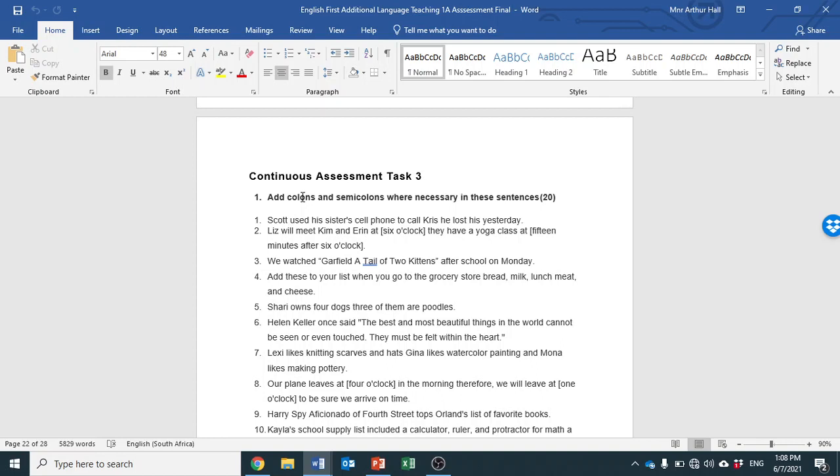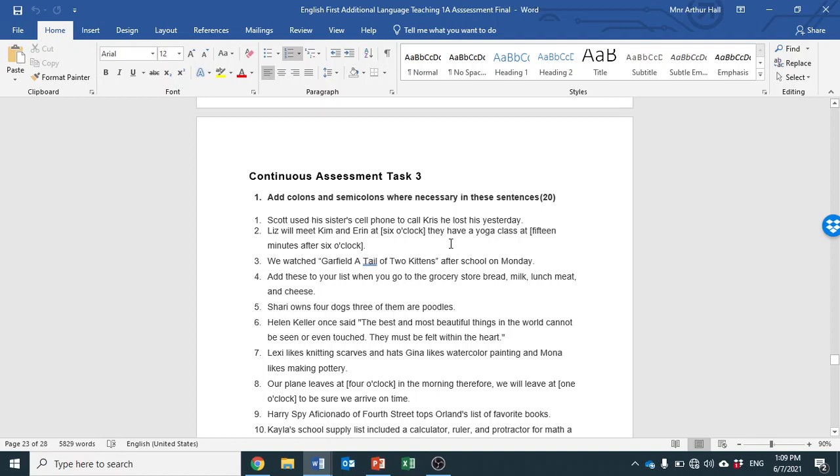Scott used his sister's cell phone. So Scott is your subject, used is the verb. What did he use? His sister's cell phone, there's the object. So that is one complete sentence. And he used the cell phone to call Chris. That's one complete sentence. So if you really had to, you can add a full stop before Chris. And then the new sentence says he lost his yesterday.